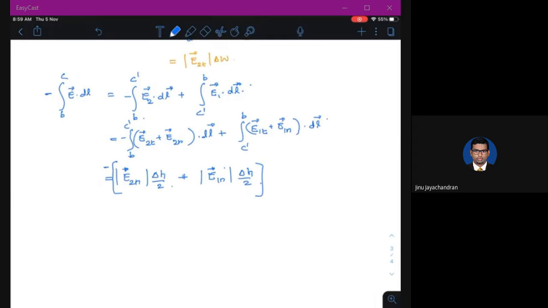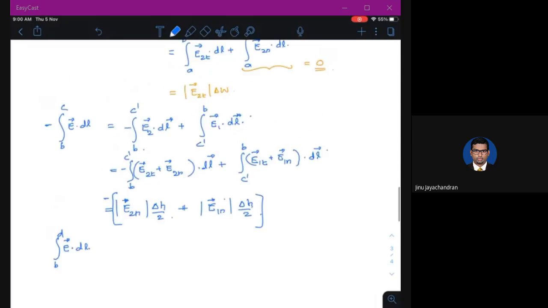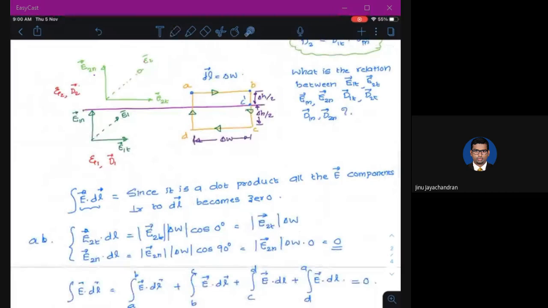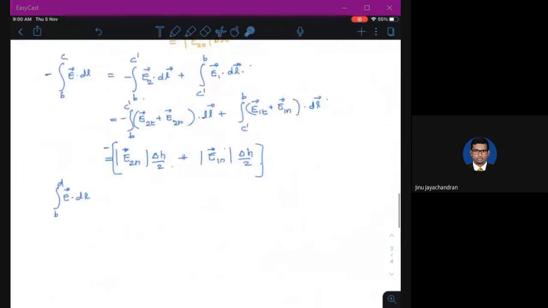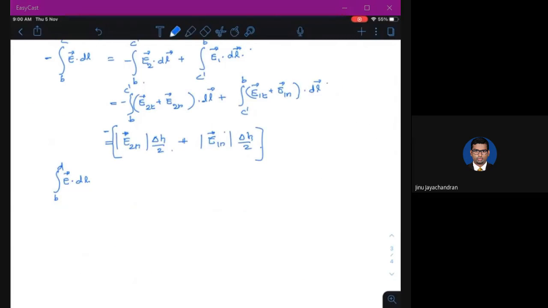Okay. Similarly, if I do the integral from B to D of E dot dl, you see this is in this direction, and we have taken this direction as negative. So this is minus the integral from B to D of E dot dl. This is purely inside the first medium, so this is E1t into delta W. This is with a minus sign.